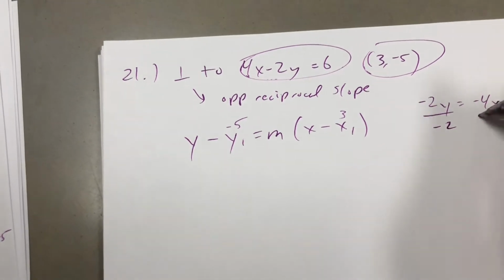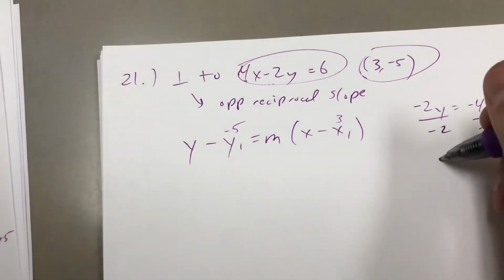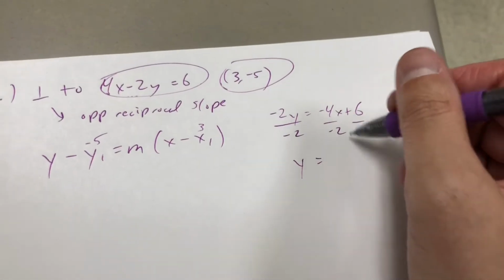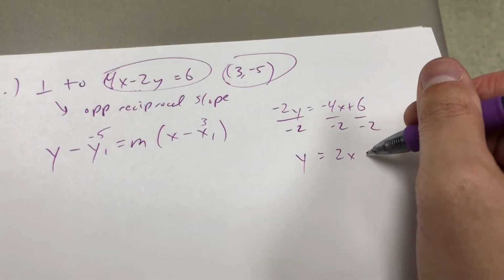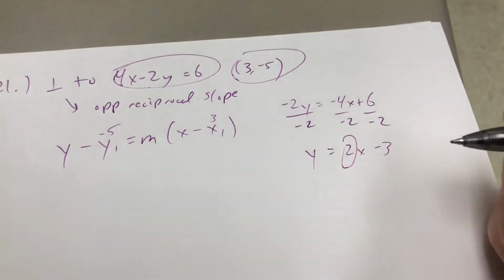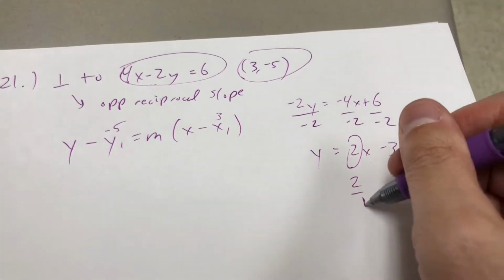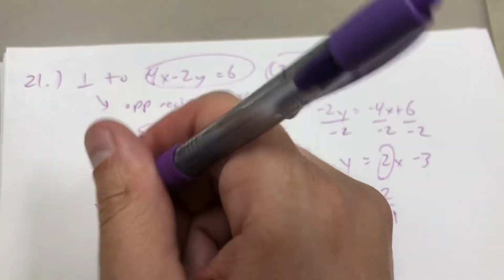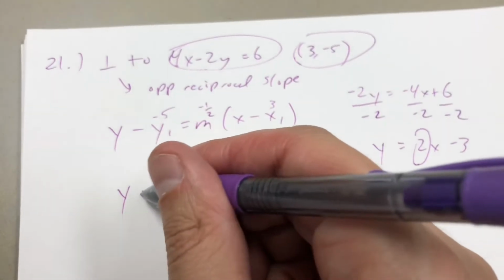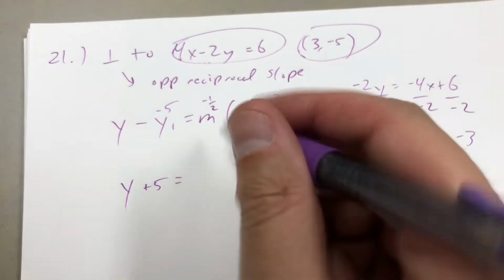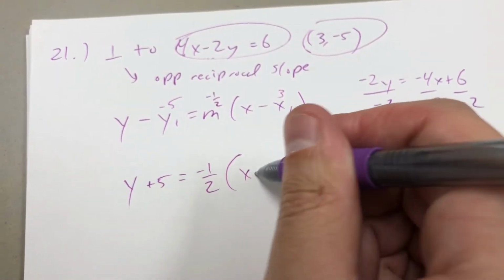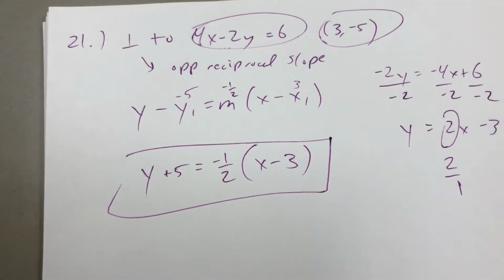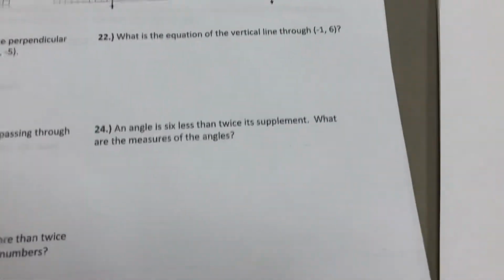Divide both sides by negative 2. Remember, everything gets divided by negative 2. And we get y is equal to positive 2x minus 3. Slope's 2, which is 2 over 1. So the opposite reciprocal is going to be negative 1/2. And my function is y, remember, minus a negative is really a plus 5, equals negative 1/2 x minus 3. And there's our equation. You can multiply it out in other forms if you needed to.